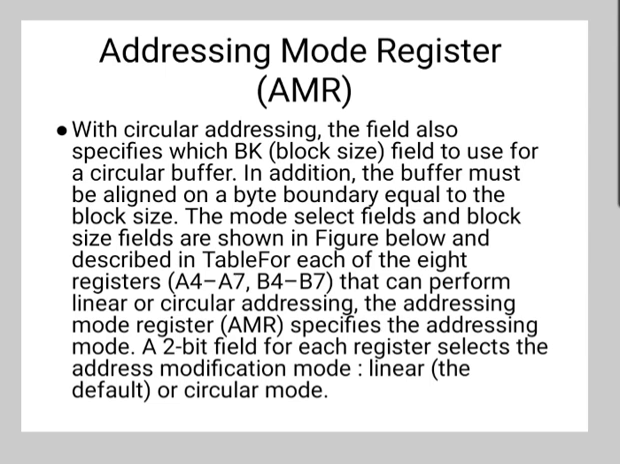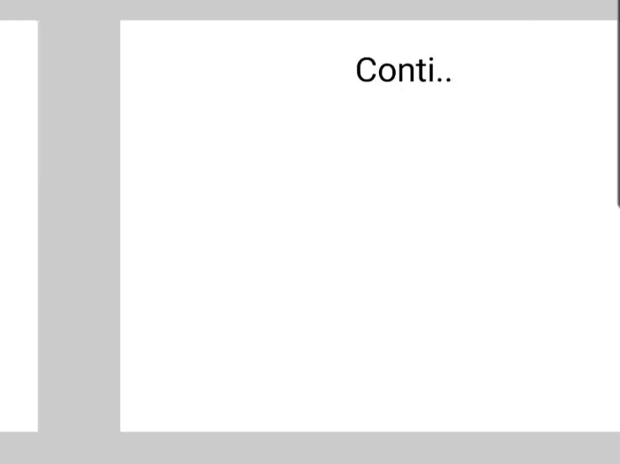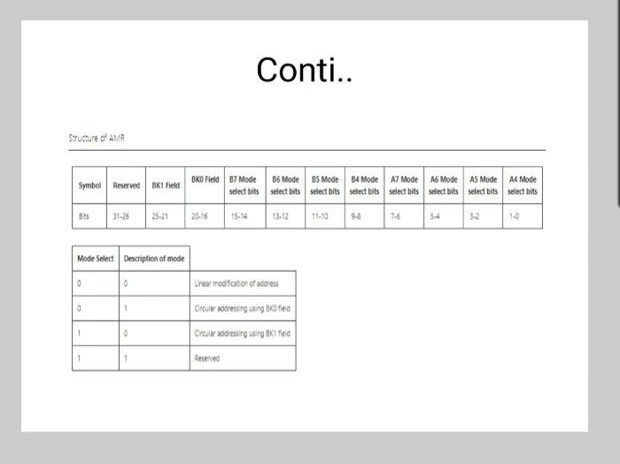It specifies the addressing mode. A 2-bit field for each register selects the address modification mode, that is, linear or circular mode. With circular addressing, the field also specifies which BK or block size field to use for the circular buffer. In addition, the buffer must be aligned on a byte boundary equal to the block size. This diagram shows the addressing mode register field description. We can see the structure of AMR.